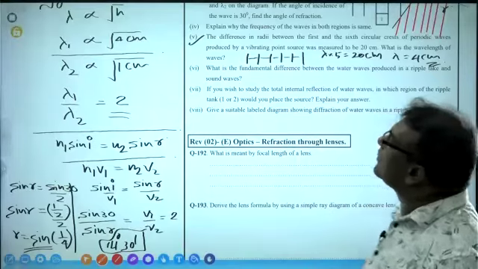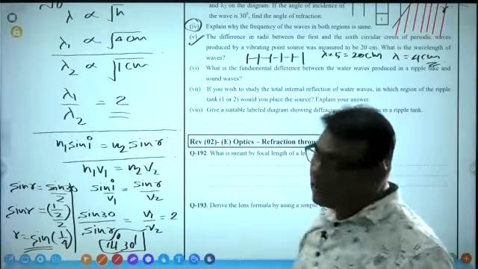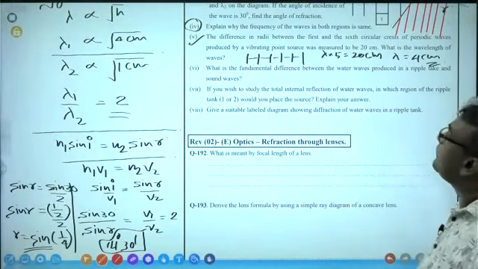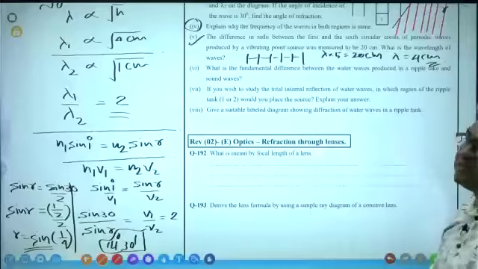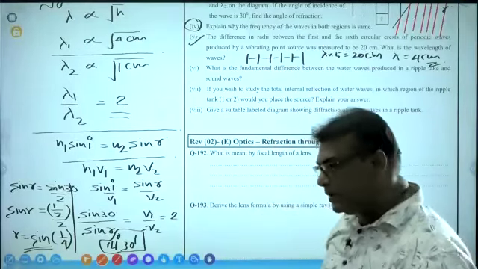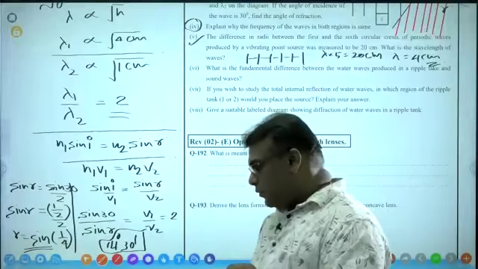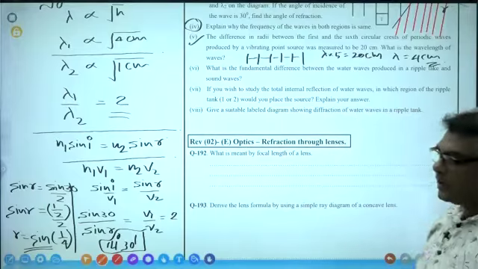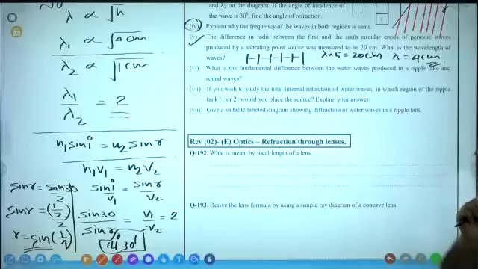Roman 5. And we have to consider Roman 4 too, no? Explain why the frequency of the wave in both the regions is same. Frequency does not depend on the nature of the medium. Yes, write down. Frequency does not depend on the nature of the medium.